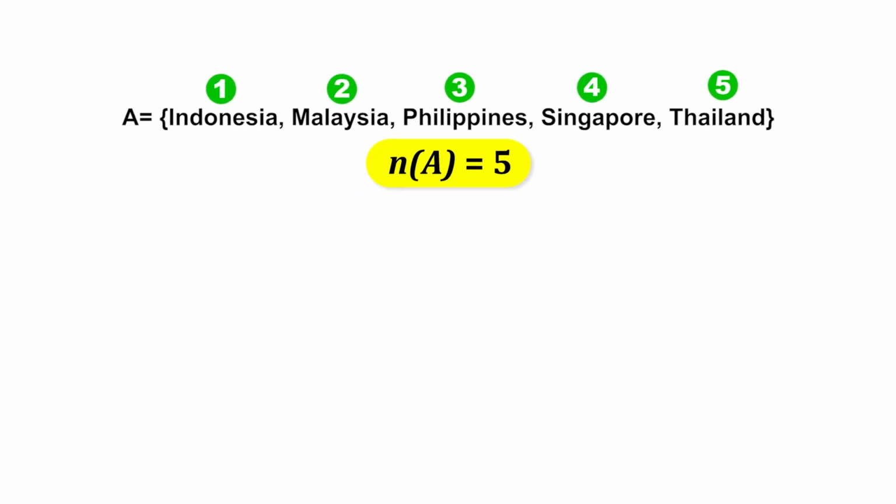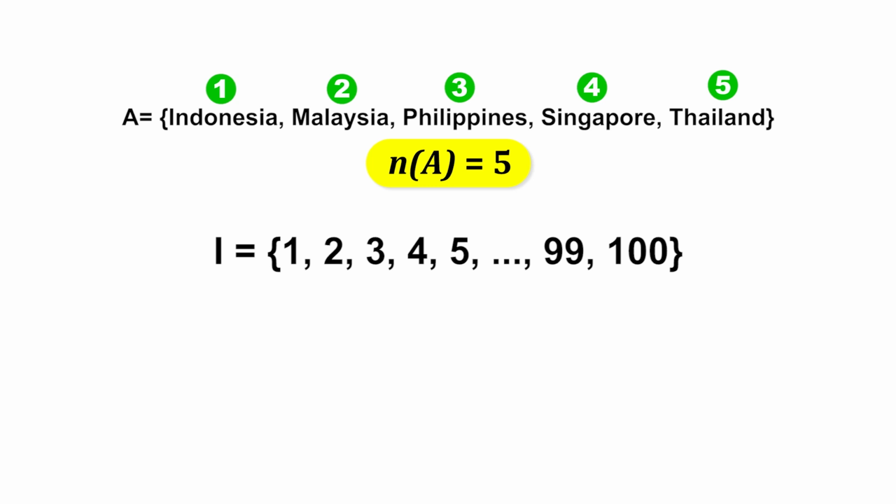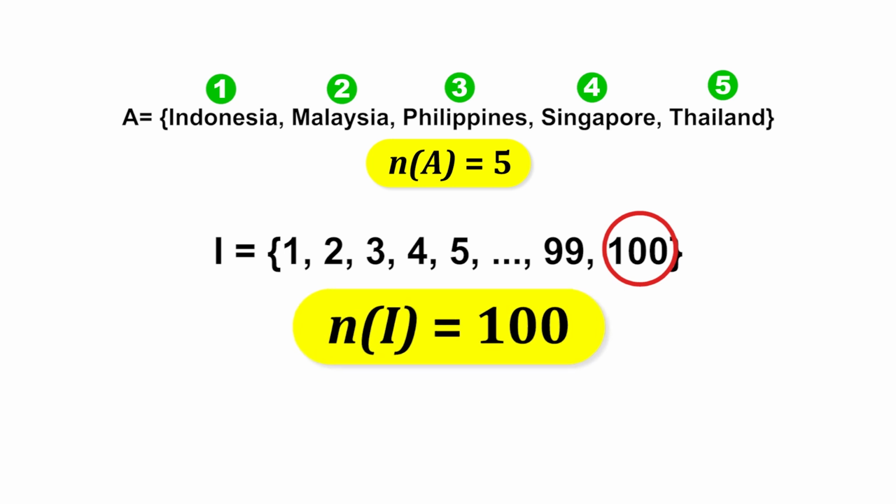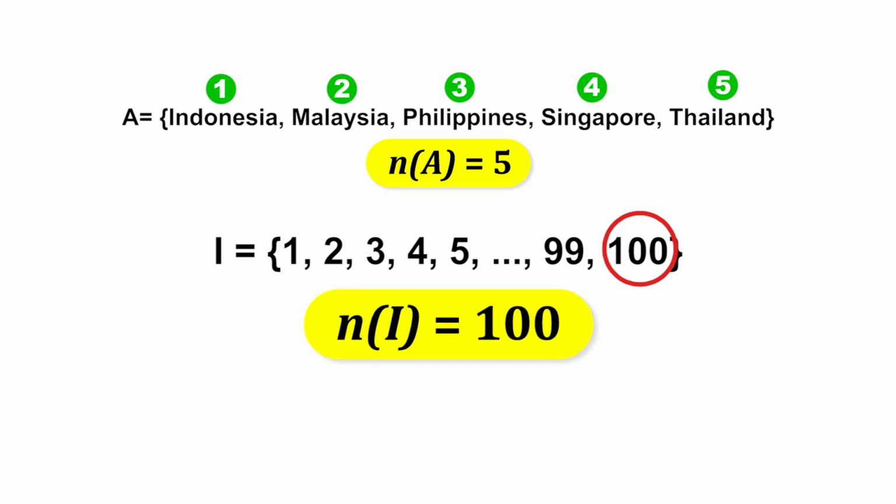I is a set whose elements are 1, 2, 3, 4, 5, and so on, up to 100. This set has 100 elements. The cardinality of I is 100. In symbol, we write n of I is equal to 100.